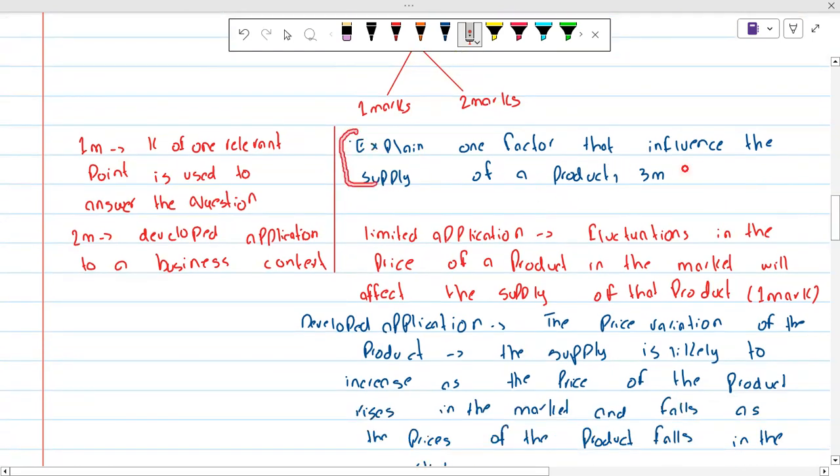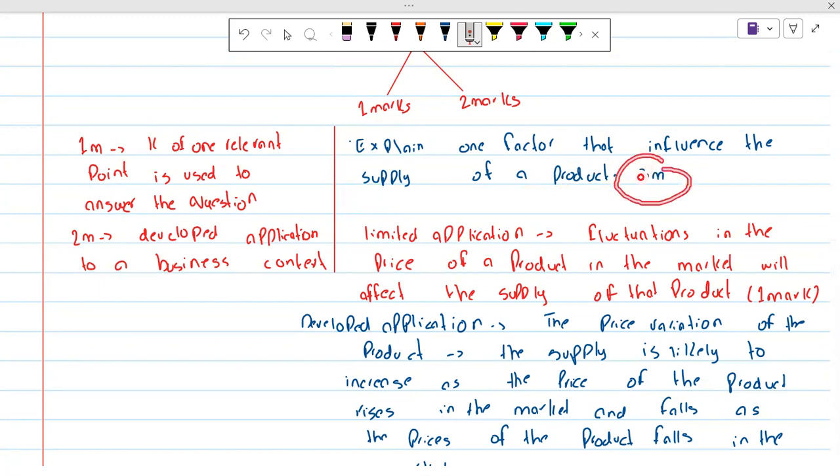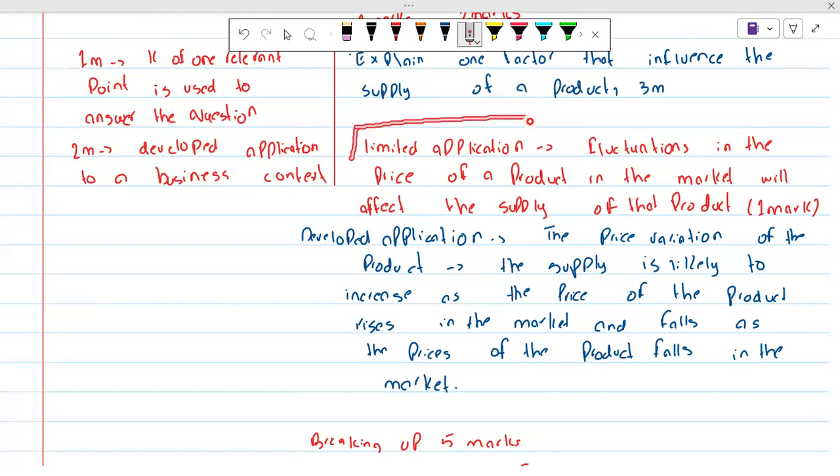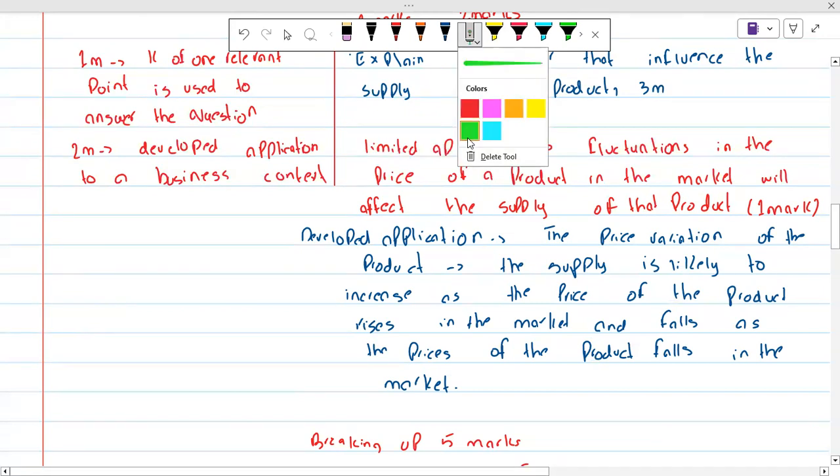Okay, so here you can see it is a question. Explain one factor that influences the supply of a product. So it is for the 3 marks. First of all, you have to write the one factor, which will give you your knowledge mark. And after that, you have to write the application. If I say that price is one thing that may influence the supply of a product, and I write a limited application here, this is a limited application.